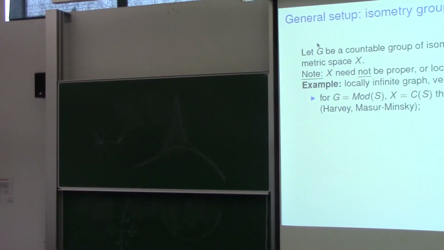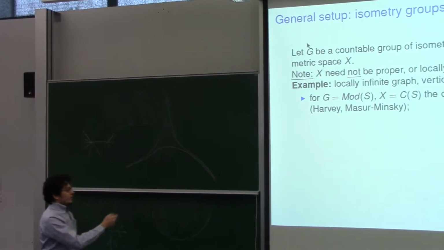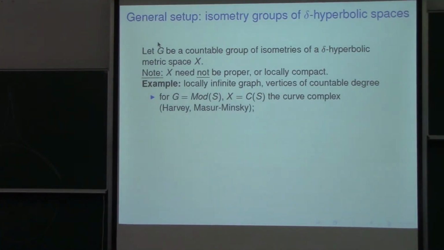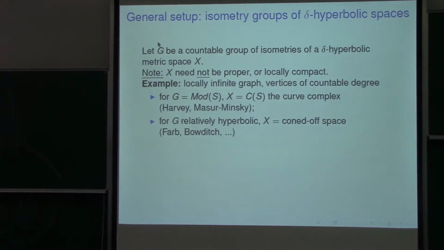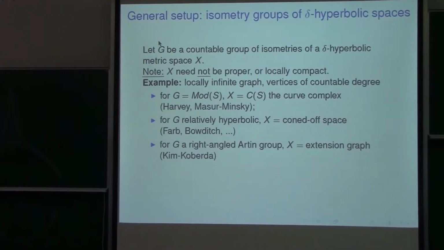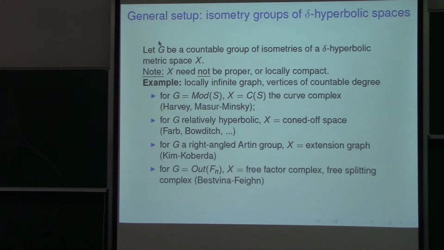This would be such a space, and for instance, examples of hyperbolic complexes which are not locally compact. The main first which comes to mind is the curve complex, on which the mapping class group acts. But then, for instance, for relatively hyperbolic groups, you have the Groves-Manning space. For right-angled Artin groups, you have another construction, which is the extension graph by Kim-Koberda. For Out(F_n), you have various complexes like this, for instance the free factor complex or the Culler-Vogtmann complex.